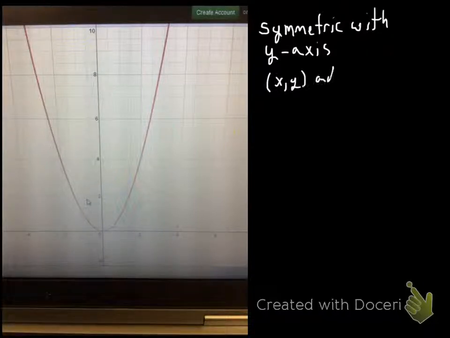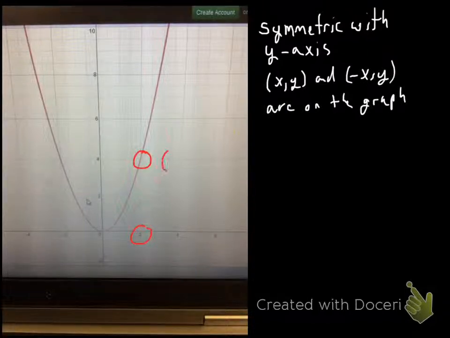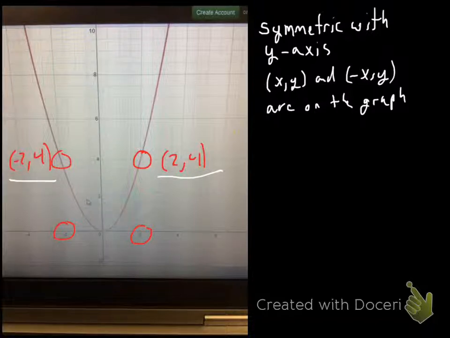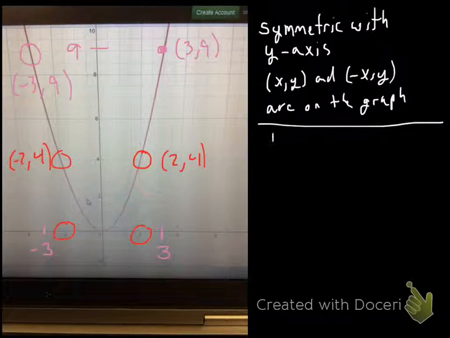Another characteristic of an even function is both x, y and negative x, y are on the graph. So to point that out here with a concrete example, here's 2, 4, there's your x and y, and then negative 2, 4, there's your negative x and your y. So that would be a characteristic of an even graph. And then we could do one more: 3, 9 and negative 3, 9 also appear on the graph.